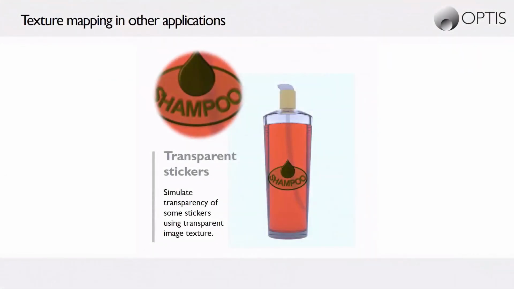There are other types of applications for texture mapping. For example, transparent sticker application.